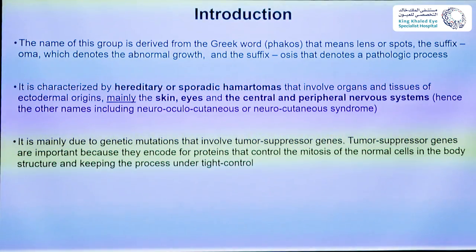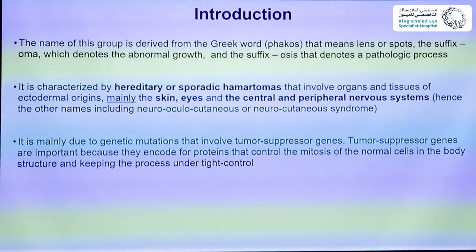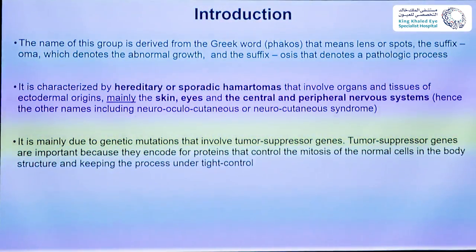So it's characterized by hereditary or sporadic hamartomas, and you all know hamartomas, which involve abnormal development but within the normal content, versus choristoma. So phakomatoses are hamartomas that characteristically involve organs and tissue of ectodermal origin. So it mainly covers the skin, the eyes, and the nervous system. That's the other name it can be called, neurooculocutaneous or neurocutaneous syndrome. It can affect any part of the body, but these are the main targets.